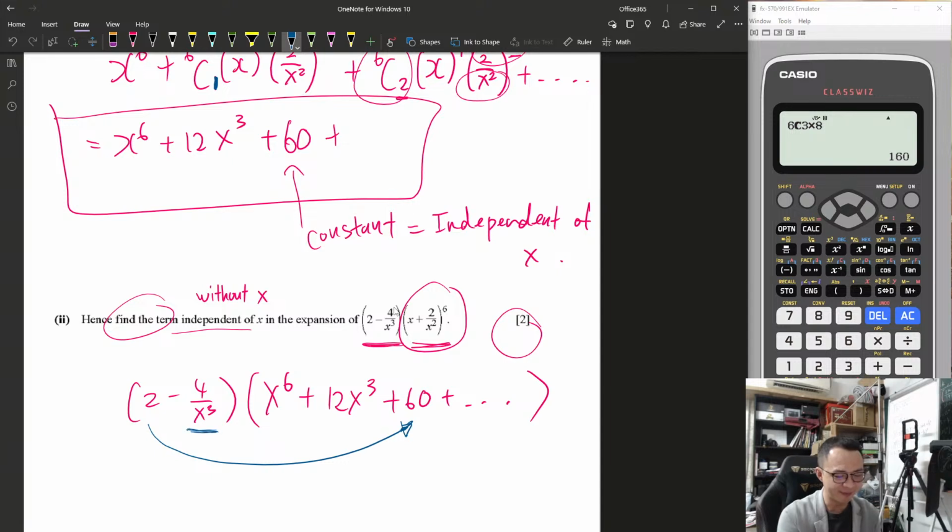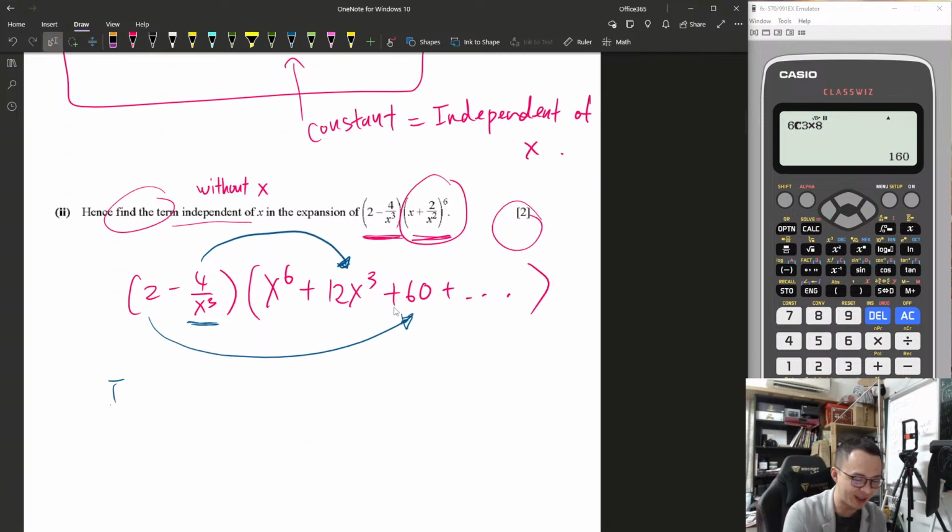Then how about the second term? This is negative 4 over x power of 3. If I want to get a number only, I need to multiply by x power of 3. Why? Because if I have x power of 3 and then divide by x power of 3, I get a constant. So this is the logic behind it.